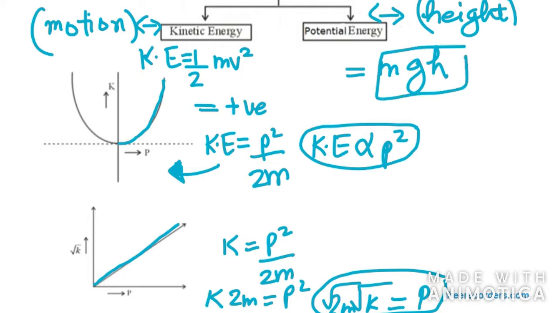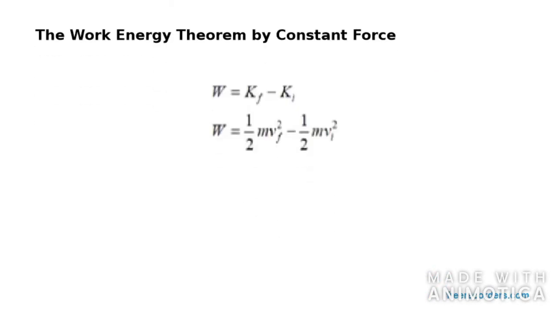So you must remember that kinetic energy is dependent on motion and potential energy is dependent on height. So let's start with the next topic, a very important topic, the work energy theorem by a constant force. It states that the change in the kinetic energy of a particle is equal to the work done on it by the net force. So suppose it is Kf minus Ki.